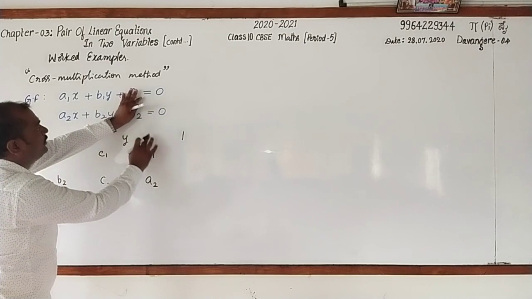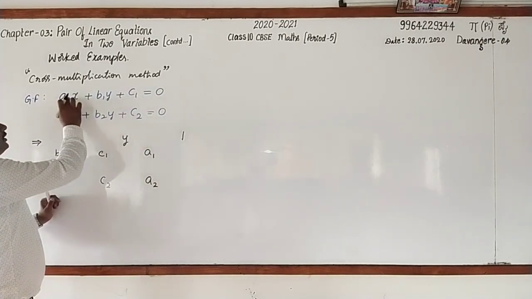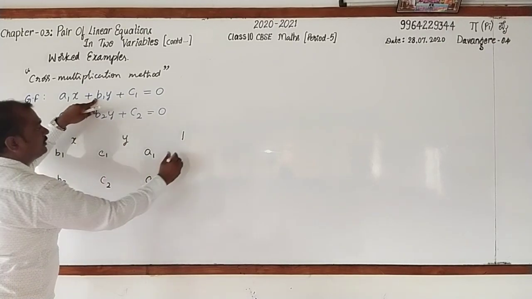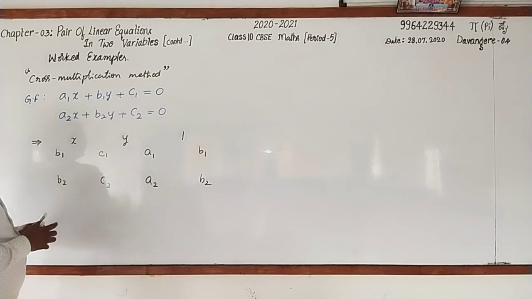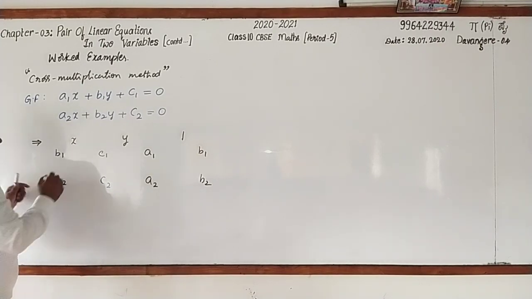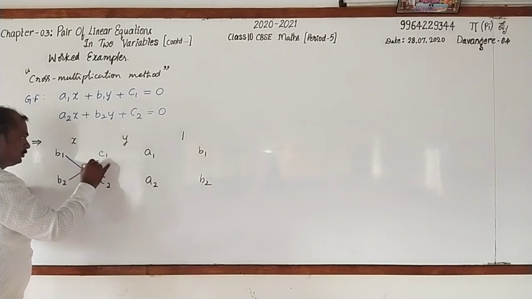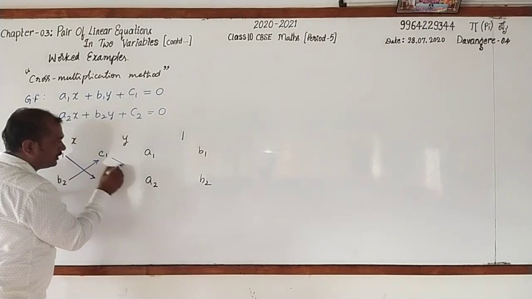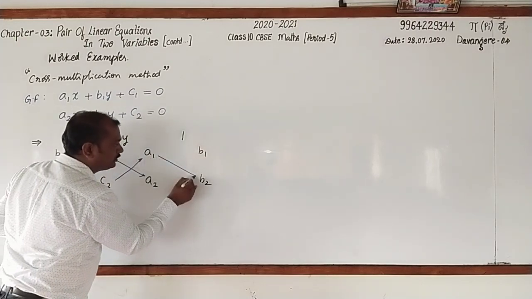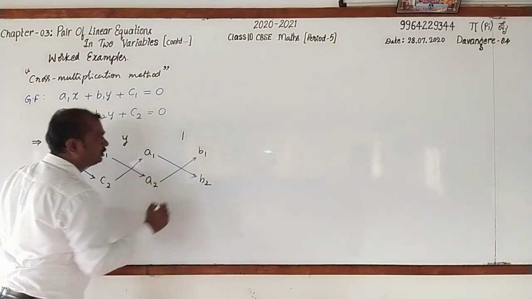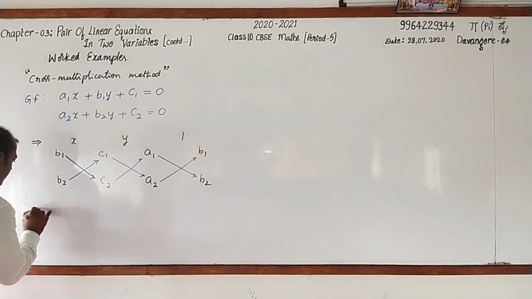Constants, we leave c1 and c2. Then remaining a1, a2 are already there, b1, b2. Followed? Then we will go for cross multiply like this. b1 to c2, b2 to c1, c1 to a2, c2 to a1, a1 to b2, a2 to b1. Next, we go for writing like this.